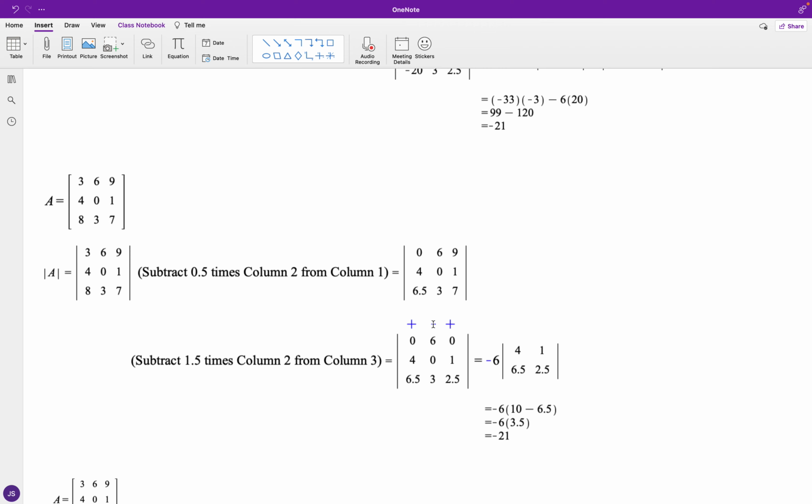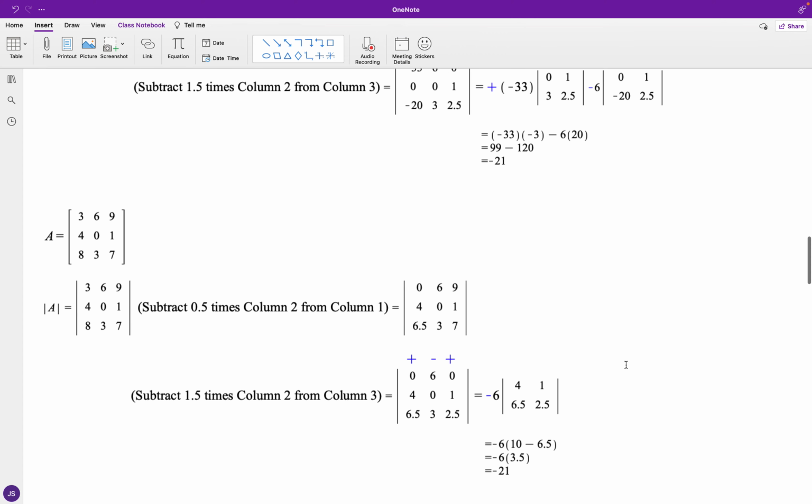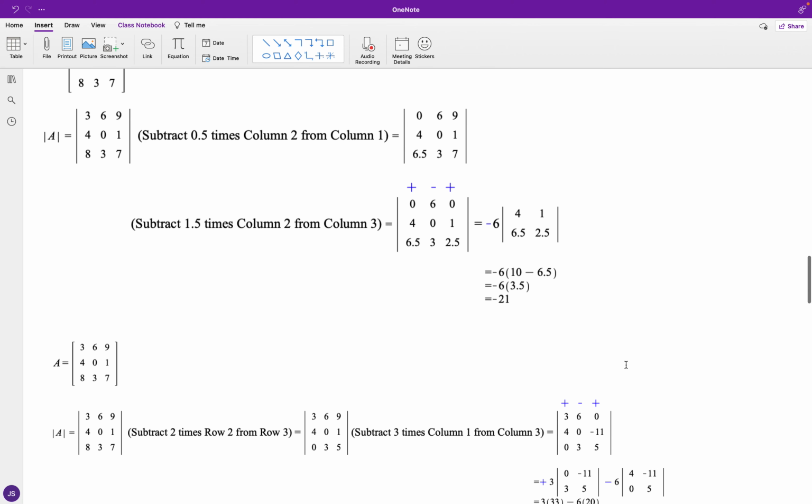And so I'm going to have left over the negative of 6 times the minor of the first row, second column, and the value of that minor is going to end up at 3.5, and negative 6 times 3.5 is still negative 21. So I get the same result.